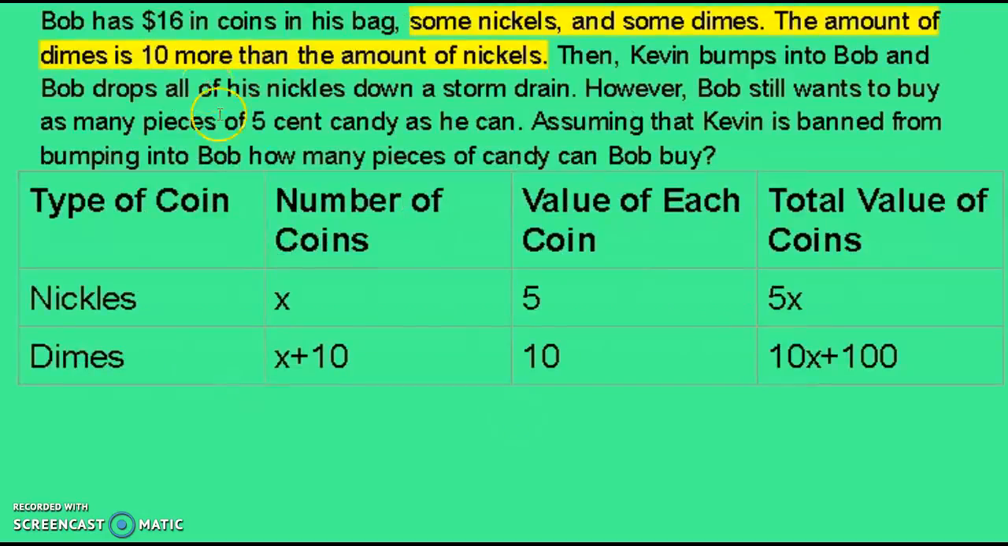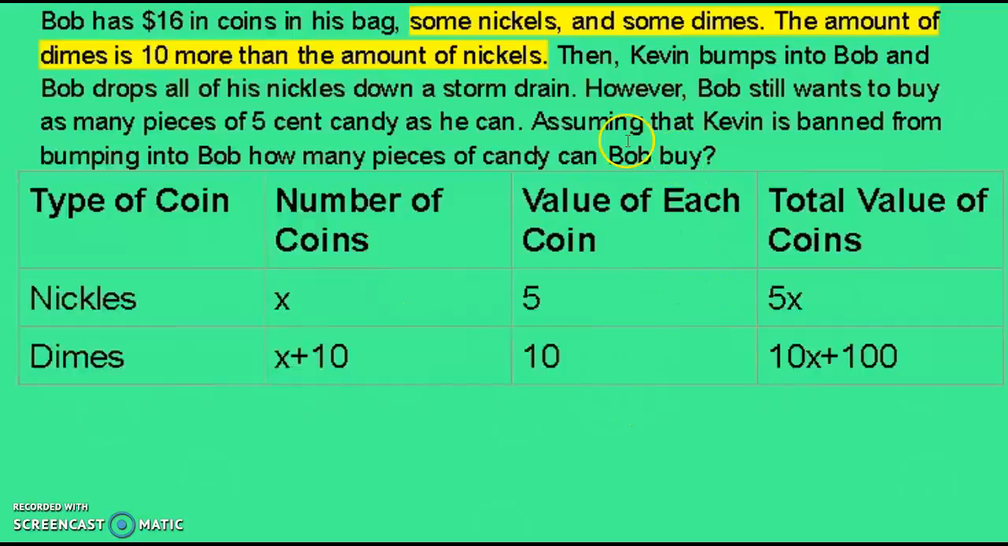So first we're going to start with this part of the problem. Bob has some nickels and some dimes, and the amount of dimes is 10 more than the amount of nickels. So we have our little chart down here, and our unknown is the amount of nickels. So we're going to make that x, and we're going to make the amount of dimes x plus 10, because the amount of dimes is 10 more than the amount of nickels. And we know the value of each coin: the value of one nickel is 5 cents, and the value of one dime is 10 cents. So we've got this column for our chart.